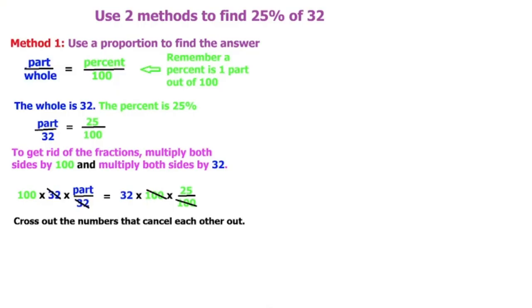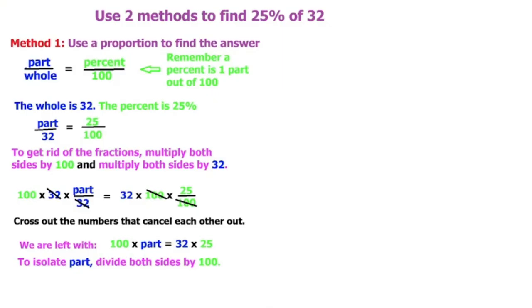So then you can rewrite this now with what you have left. We are left with 100 times part equals 32 times 25. That's what we have left. Now to isolate part, we're going to isolate this by dividing both sides by 100. We want to get rid of this 100 on this side. So let's do that. See how that looks. Looks like this.